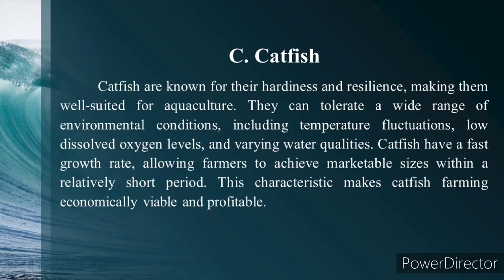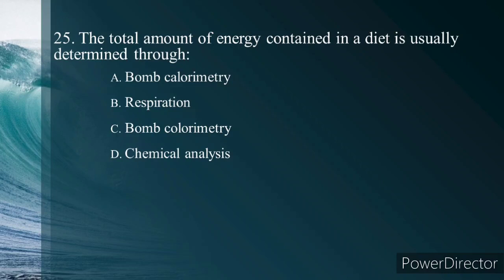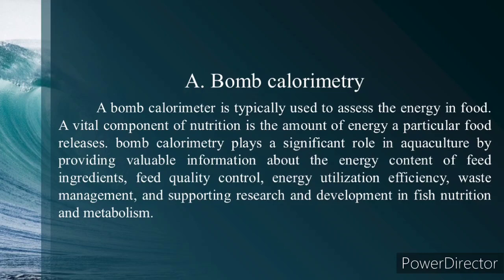Number 25. The total amount of energy contained in a diet is usually determined through A. Bomb calorimetry. B. Respiration. C. Bomb colorimetry. D. Chemical analysis. 1, 2, 3. The answer is A. Bomb calorimetry. A bomb calorimeter is typically used to assess the energy in food.